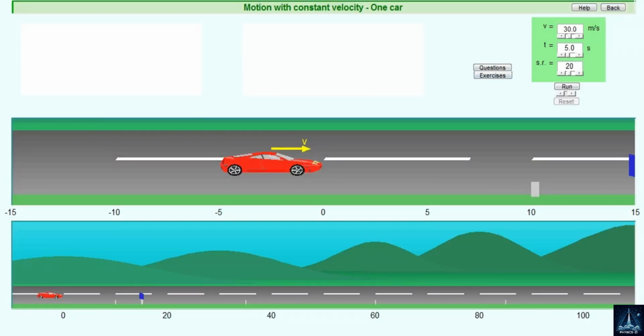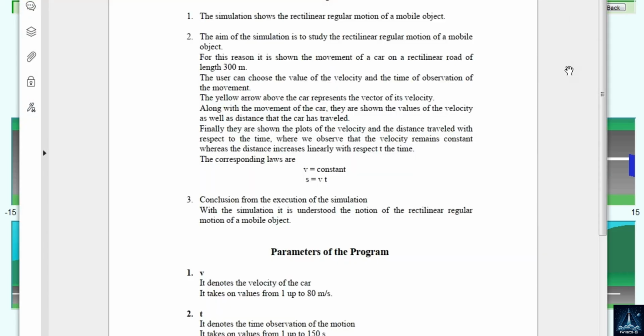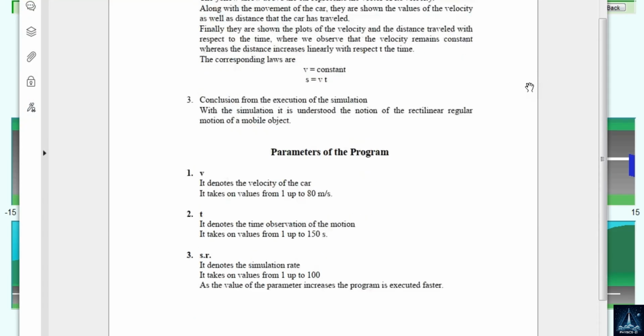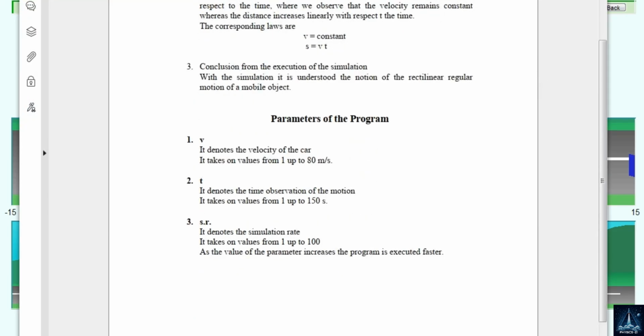The aim of the simulation is to study the rectilinear uniform motion of a mobile object. For this reason, it is shown as the movement of a car on a rectilinear road of length 300 meters. In the help option, the analytical theory of the simulation is referenced.